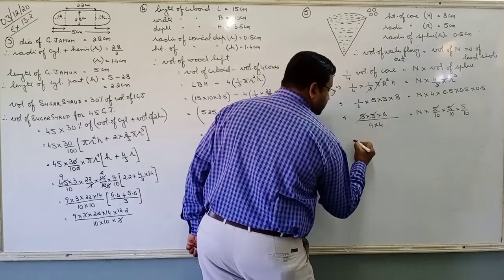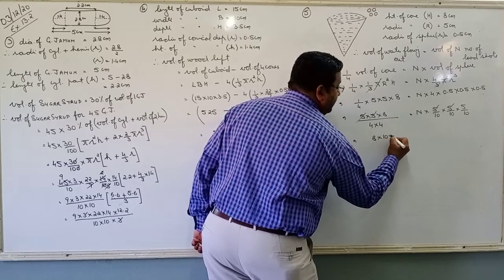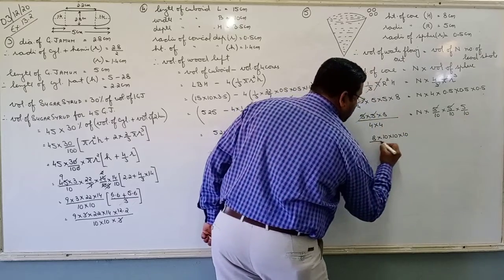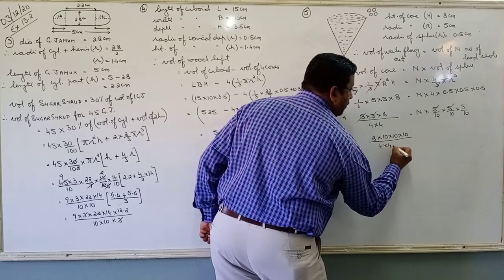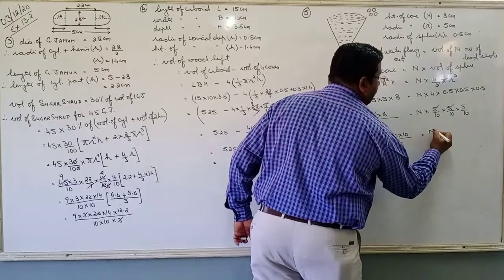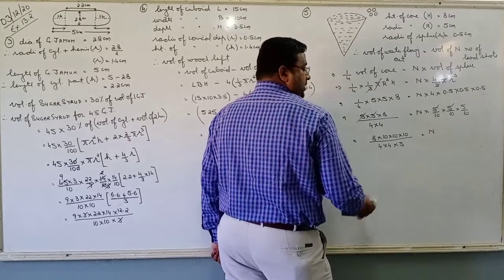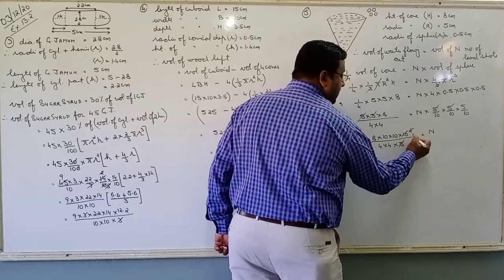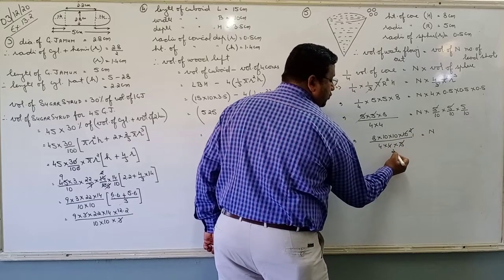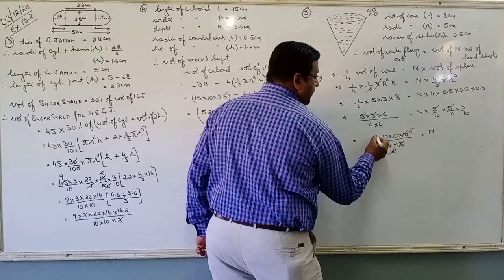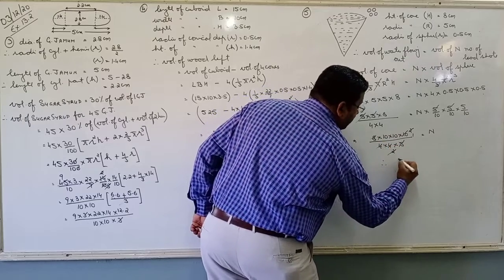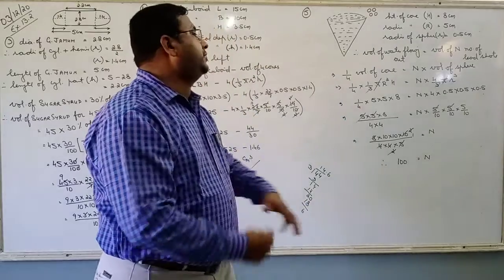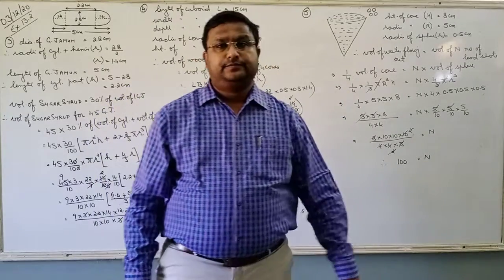Transpose the rest of the parts. 8 into 10 into 10 into 10. 1, 2, 3 come in multiplication, upon 4 into 4 into 5 is equal to n. 5 ones are 5, 5 twos are 10, 2 ones are 2, 2 twos are 4, 2 fours are 8, 2 and 4 cancel, 10 tens are 100. How many lead shots? 100 lead shots are going to be dropped.